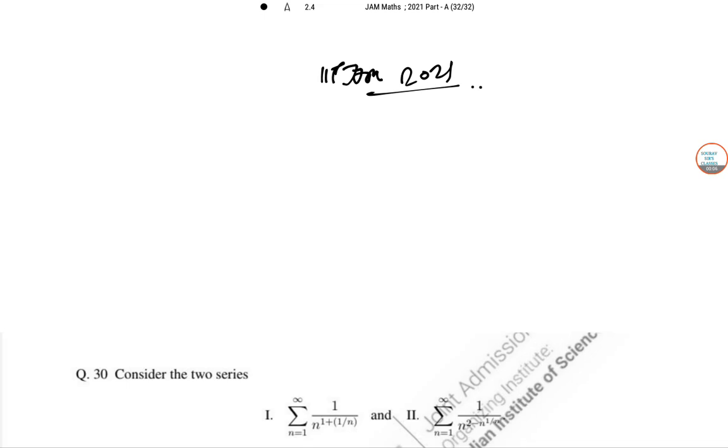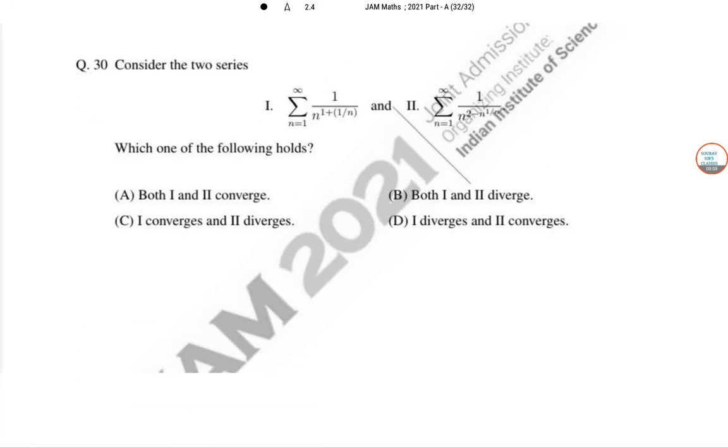2021 paper solution. In this paper video I will solve from question 30. So this is a real analysis type of question, about convergence, that we need to check over here. The first thing, we have two series and we need to check whether both converge or not. So we can start with any one of them.